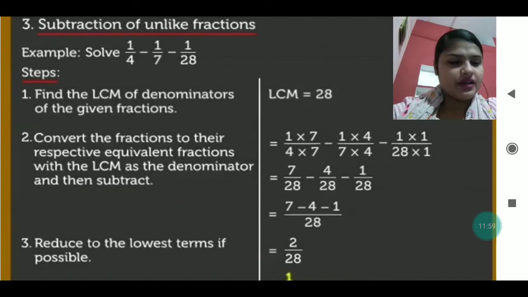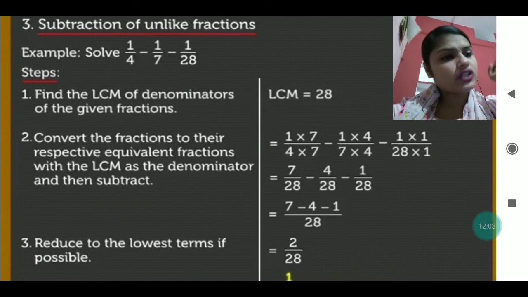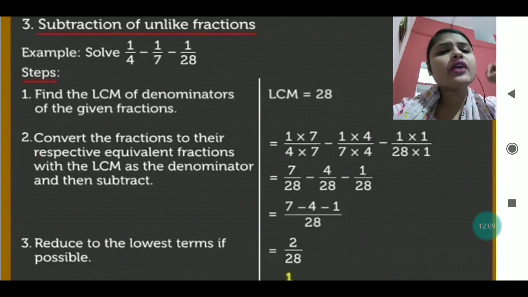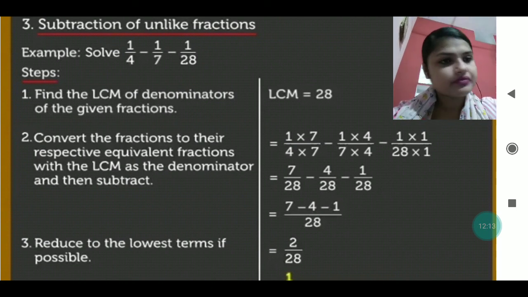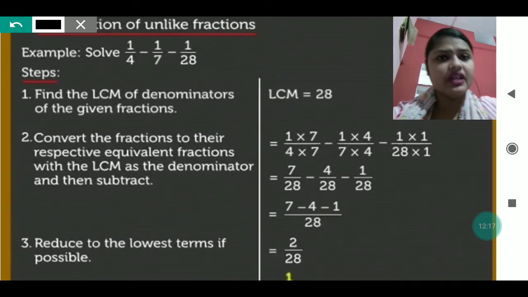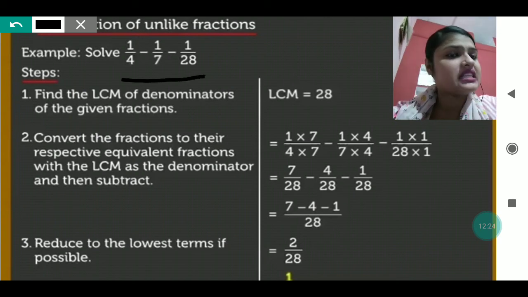Now you see, my dear, before this we were doing subtraction of like fractions and subtraction of mixed like fractions only. Now we are going to do subtraction of unlike fractions. So what you will do here, again the same rule is applied as we were doing in addition. Find the LCM of the denominators of the given fractions, means 4, 7 and 28, you have to find the LCM, the lowest common multiple of these numbers.